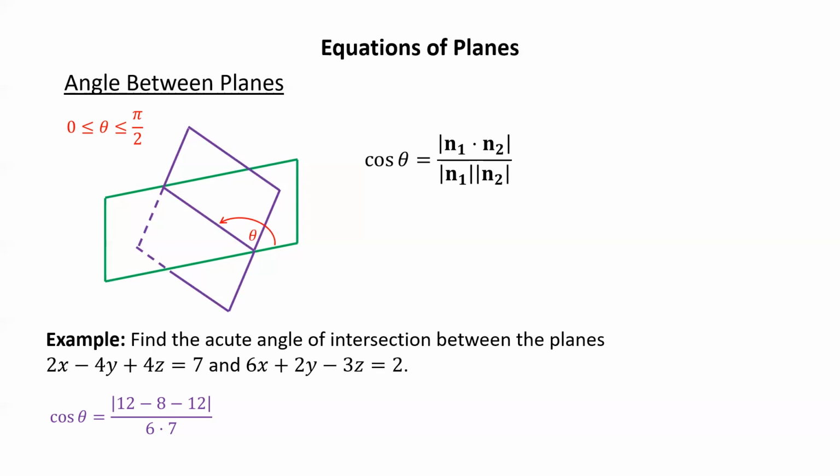Okay, on the top, we get negative 8 in absolute values, which becomes 8. And on the bottom, we get 6 times 7, which is 42. That reduces to 4 over 21. Since the cosine of theta is 4 over 21, theta is the inverse cosine of 4 over 21.